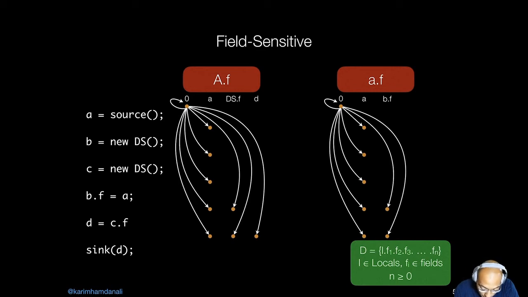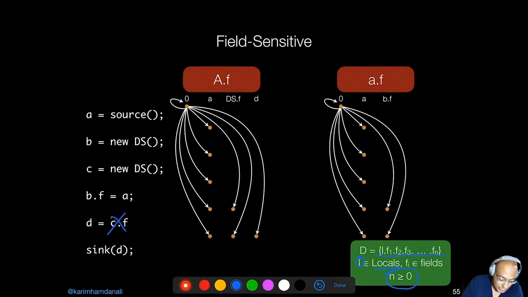And using that more precise abstraction for the domain here, we are able to say that C.F is not going to be tainted, which means D is not going to be tainted, and I don't need to represent them in my exploded supergraph. This is what we ended our lecture with last time on Thursday.